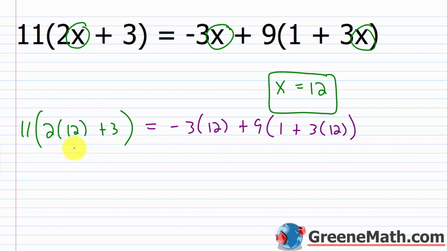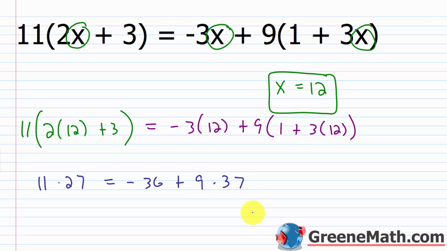So 2 times 12 is 24. 24 plus 3 is 27. So you would have 11 times 27. This is equal to, over here, negative 3 times 12 is negative 36, and then plus 3 times 12 is 36. 36 plus 1 is 37. So you would have 9 times 37.